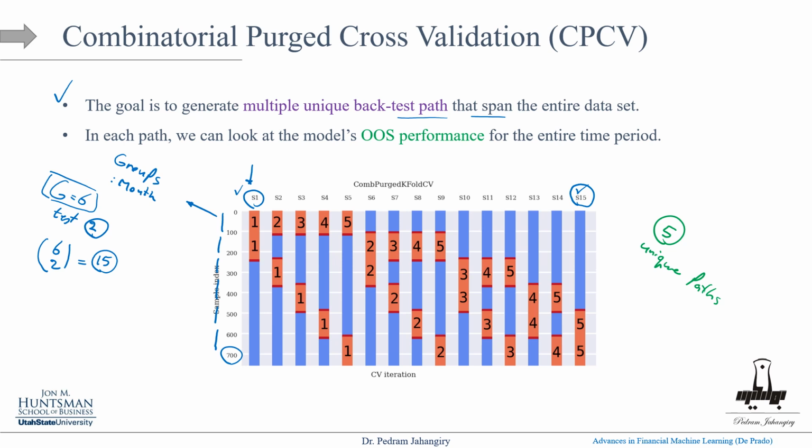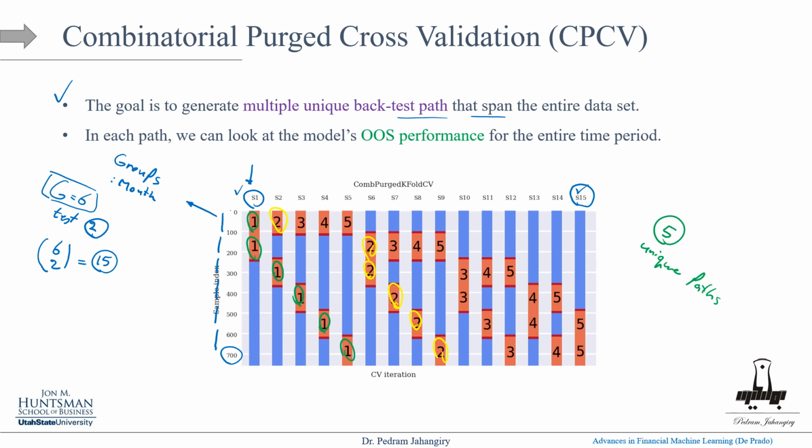So basically here, and let's go ahead and label them with numbers. So this is a unique path that spans the entire data from, let's say, month 1 to month 6, day 0 to, I don't know, 700, the unit is different, right? So this is path number 1, path number 2, path number 3, number 4, number 5, and etc.